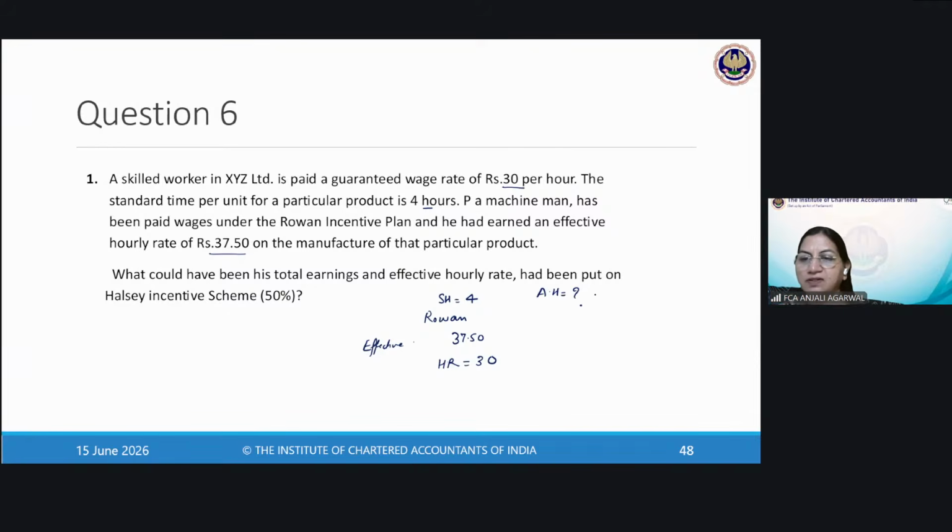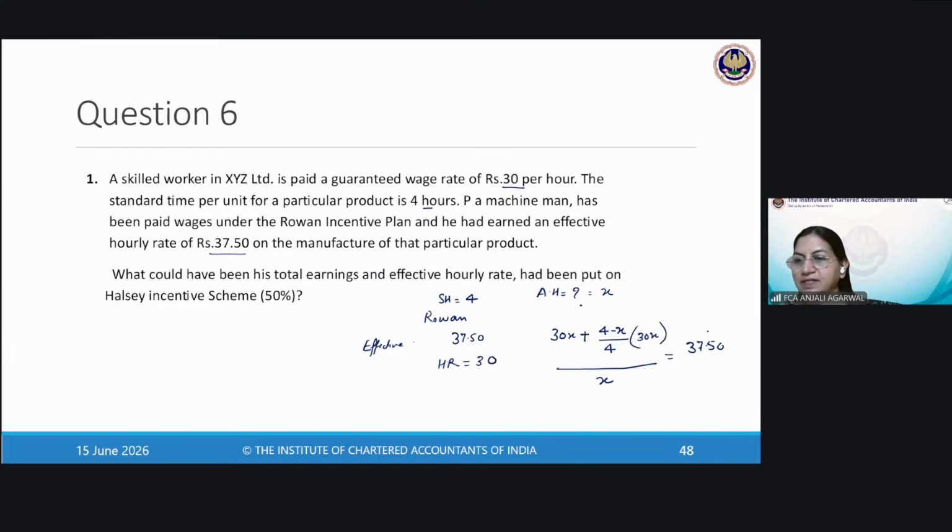That's the question. So let's say again X. Hourly rate is 30, so 30X plus he must have got some bonus. How much? 4 minus X is the time saved, divided by 4 standard time, into 30X. This is the bonus. This is his total wages. And this, when divided by X, becomes his hourly wages, which is equal to 37.50. So when you solve this equation, you will find the solution.